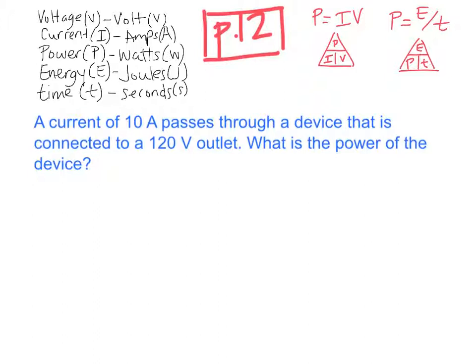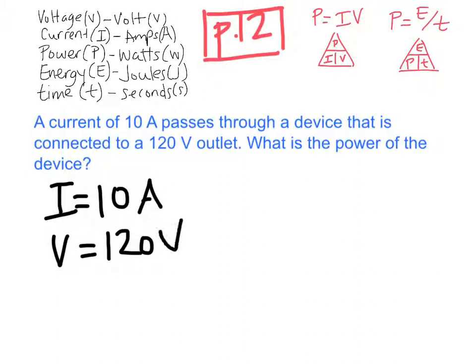So first up, always in a physics problem, we're going to list our knowns and our unknowns. I have a current of 10 amps, so I equals 10 amps. It's connected to a 120 volt outlet. V equals 120 volts. And they're asking for the power. Power is my unknown.